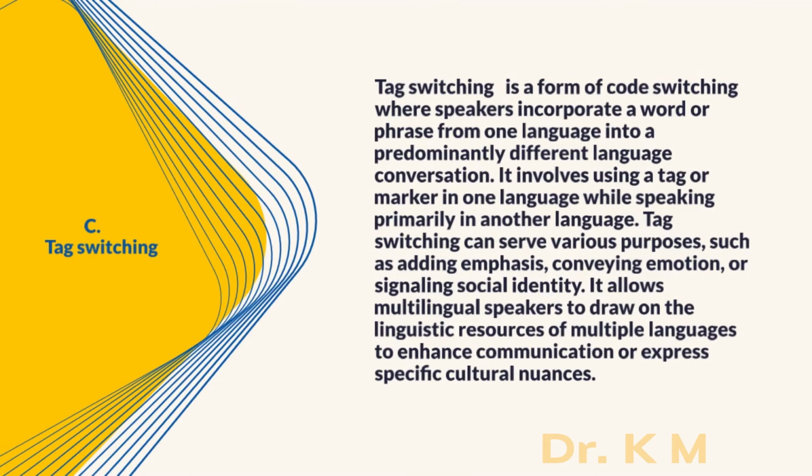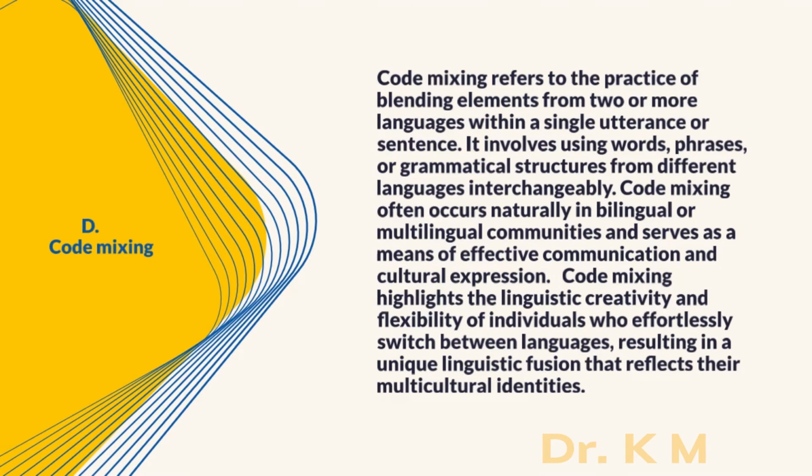C. Tag switching. Tag switching is a form of code switching where speakers incorporate a word or phrase from one language into a predominantly different language conversation. It involves using a tag or marker in one language while speaking primarily in another language. Tag switching can serve various purposes, such as adding emphasis, conveying emotion, or signaling social identity. It allows multilingual speakers to draw on the linguistic resources of multiple languages to enhance communication or express specific cultural nuances.